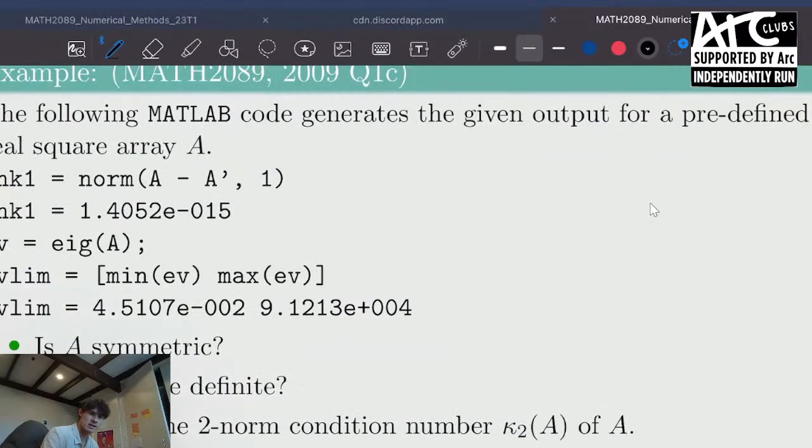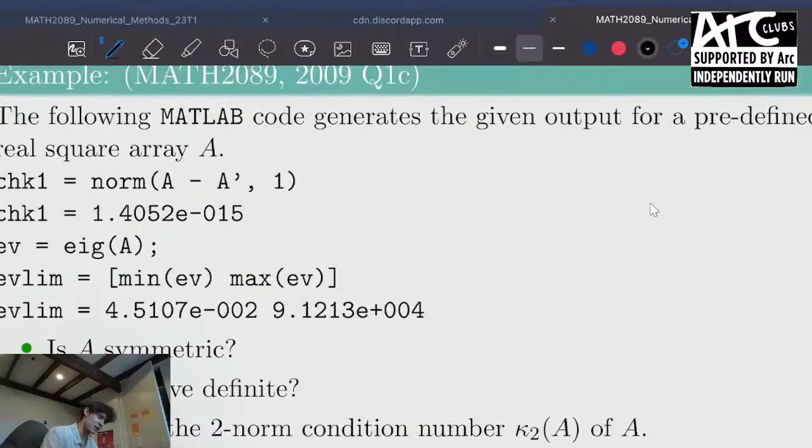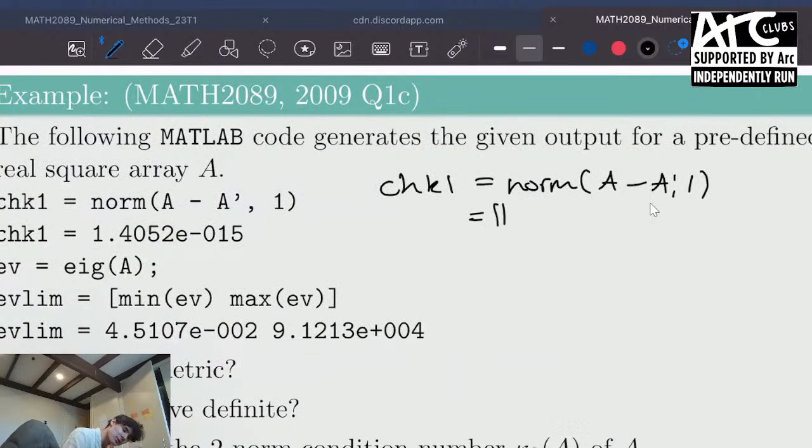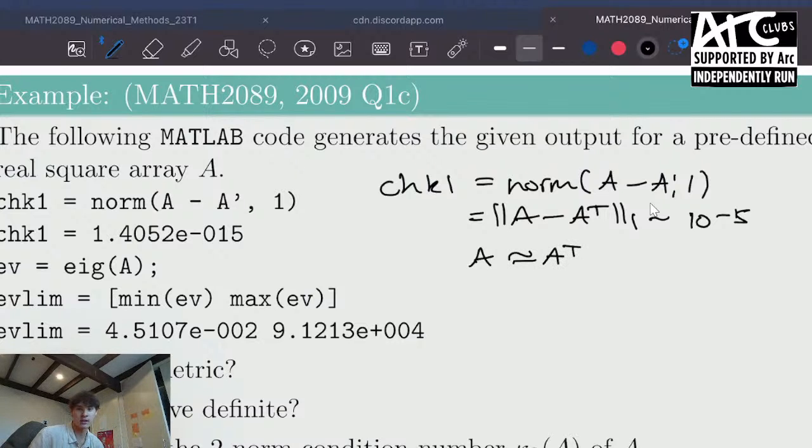Now, the first question is, is A symmetric? Looking at this information here, we know that this CHK1 is equal to the norm of A minus A dash, and that's the 1 norm. So that is equal to the 1 norm of A minus A dash. Well, what is A dash in MATLAB? That is the transpose. So what we're looking at is this. And we know that this is actually quite small. So it's something like on the order of 10 to the negative 15. So because it's very small, we can say that A is approximately A transpose, and this approximation has very small error. So remember that the norm of a matrix can only equal 0 if that matrix equals the 0 matrix. So that's sort of how we can make this deduction. So now we can say that therefore A is symmetric. So we know, yes, A is symmetric.